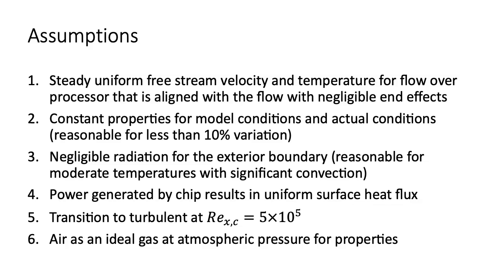Our fifth assumption is that the boundary layer transition from laminar to turbulent occurs at a critical Reynolds number of 5 times 10 to the fifth. Our sixth assumption is that air is an ideal gas which will be used to look up properties.